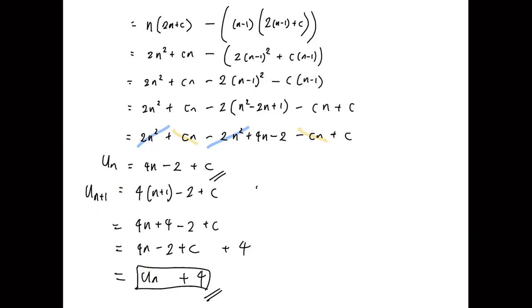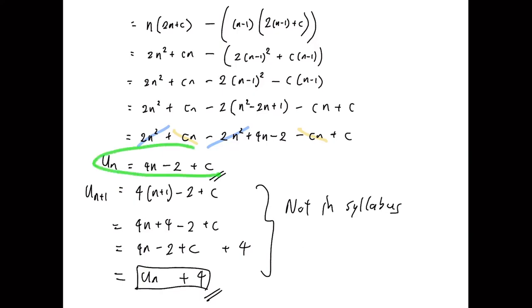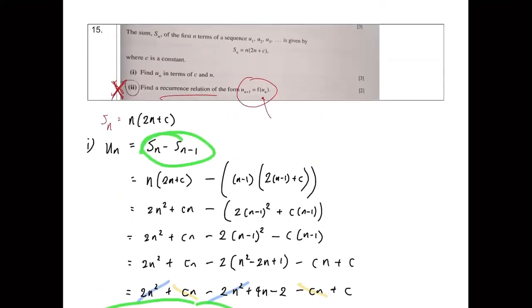This is technically no longer in the syllabus, so you can ignore this part. Just figure out how to find un. Remember the formula, Sn minus Sn minus 1.